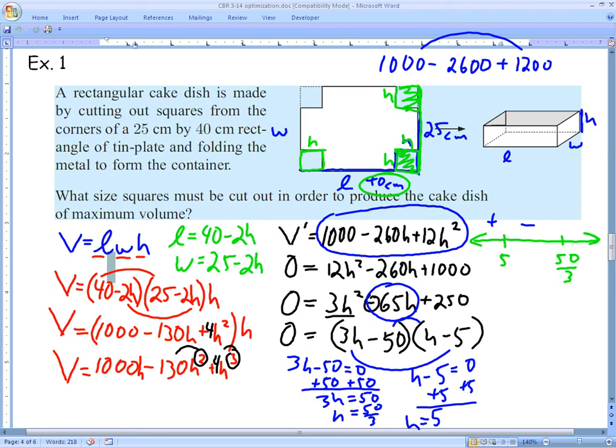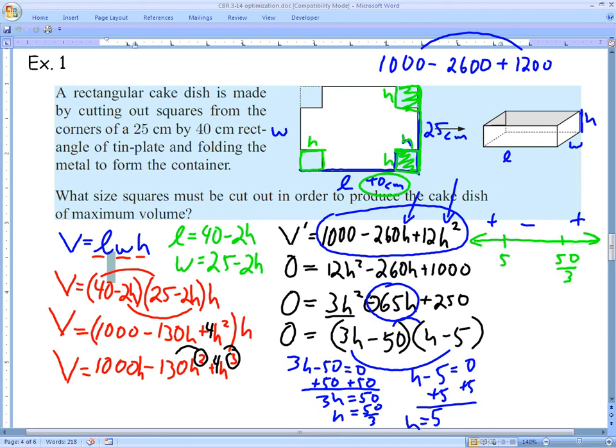And last but not least, I need a number bigger than 50 over 3. 20 is a good one if you're going to actually show the work, but I'm going to pick something really big like a billion. And if I plug a billion in right here, I'm going to have a billion squared, which is a whole ginormous number. It's going to be very positive, and there's going to be 12 of those ginormous numbers. Whereas here, if I plug a billion in, it's just going to be negative 260 billion still. So that's not nearly as big as the amount of positives I have. So this is going to be very much positive.